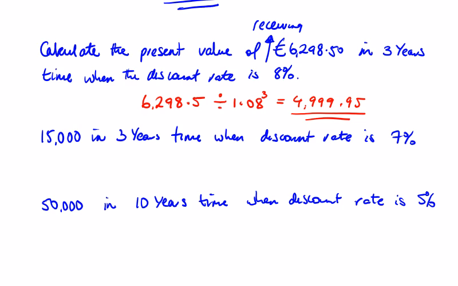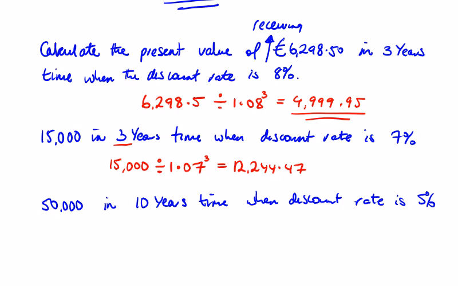15,000 in 3 years' time when the discount rate is 7%. So 15,000 divided by 1 plus the interest rate, 1.07 to the power of t, which is 3. And if we type that into our calculator, we're going to get 12,244.47.